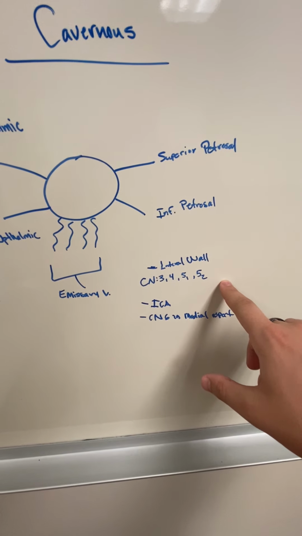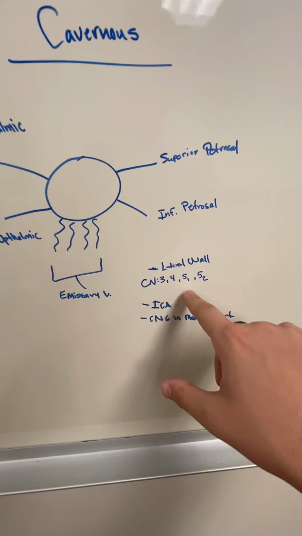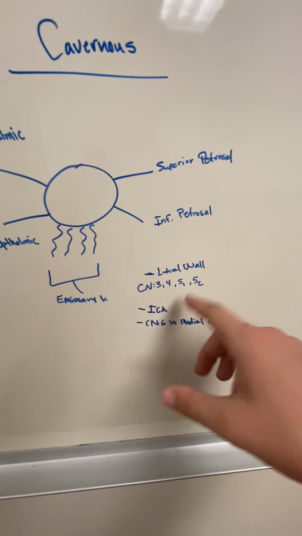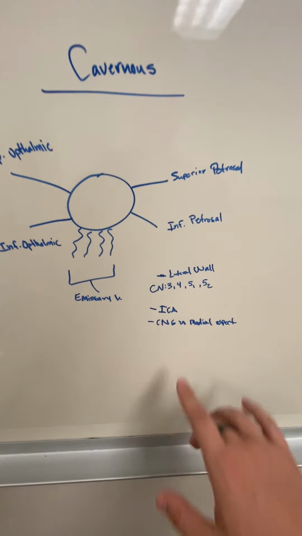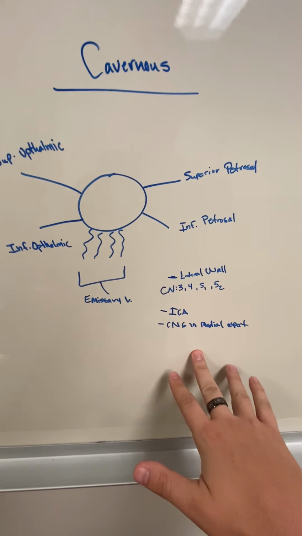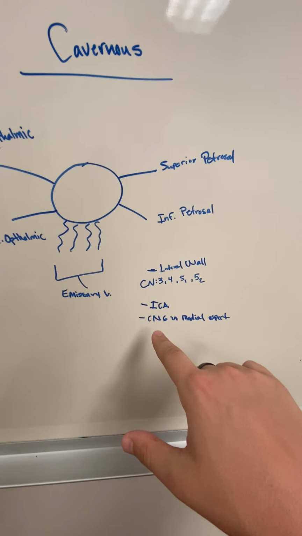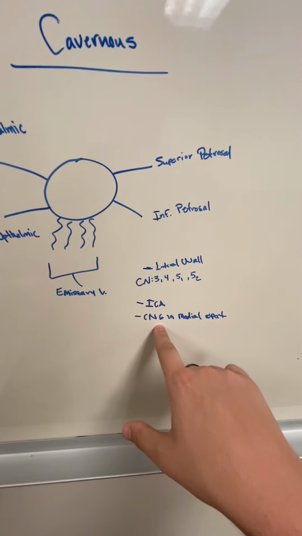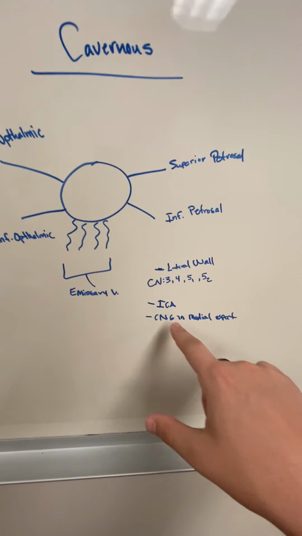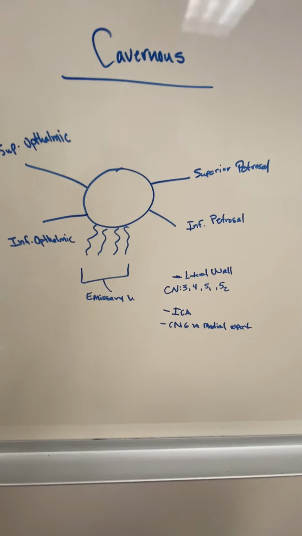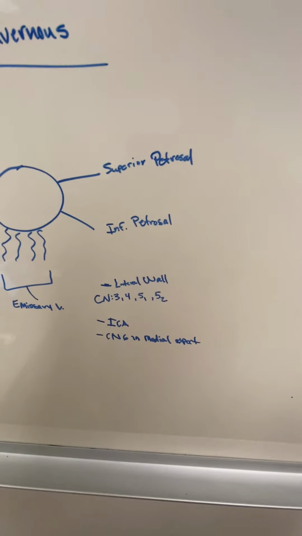All these things are in the lateral wall: cranial nerve 3, 4, V1, V2. I like to write the numbers. If something were to happen to the cavernous sinus, the nerve that would be affected the soonest would be cranial nerve 6 because it's on the medial part. And then we have the internal carotid artery running through it.